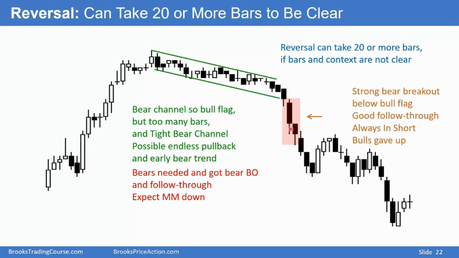Strong bear bar, big trend bar closing below its midpoint, good follow-through bar closing around its midpoint, but with a bear body. The bulls gave up. The bears saw the bulls giving up, and the bears sold strongly, expecting at least 2 legs down.